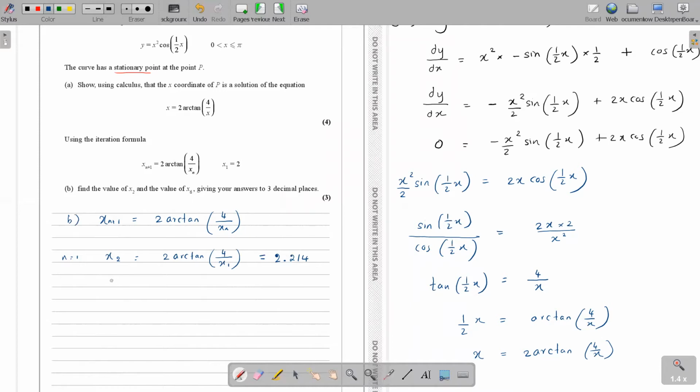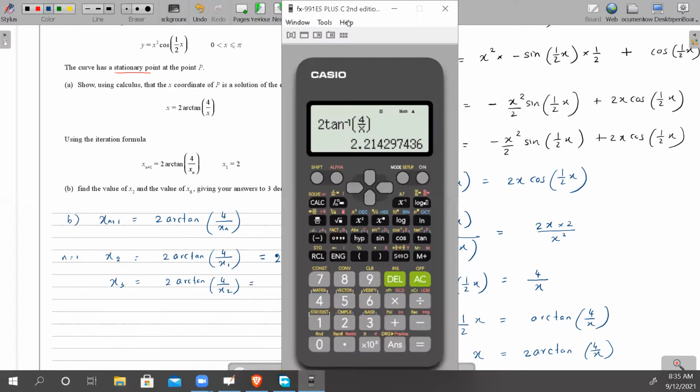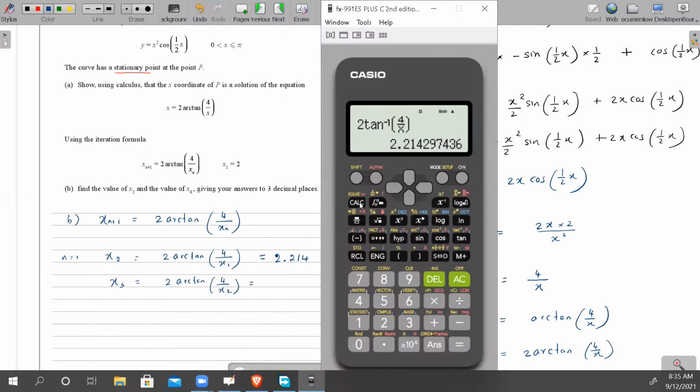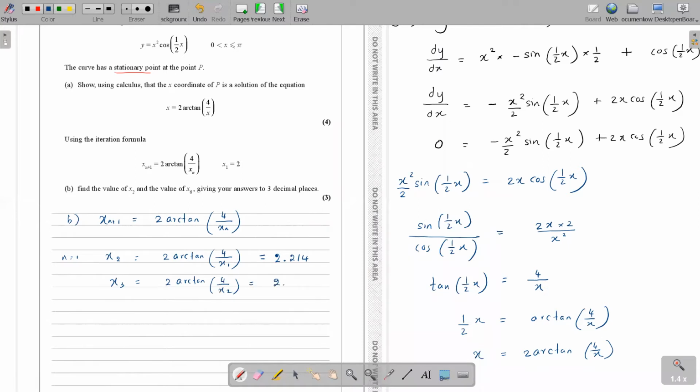So I need to continue. x3 will be 2 arctan 4 over x2, isn't it? Then I press calculate again. Don't give x as 2.214, obviously you should know that. You give calculate, and for x you give the answer. The big decimal answer for x2 is stored in your calculator. So give x equals answer, and it puts in the whole value. So here I have x3 correct to 3 dp, it will be 2.130.